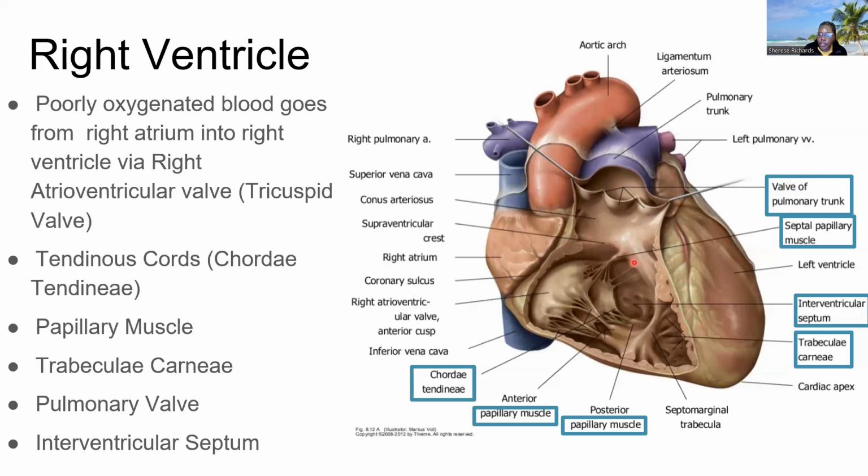Lastly, there's the interventricular septum. The purpose of this septum is to separate the right and left ventricle, and this septum has a very thick wall. The thick wall of the septum is really important for helping us to differentiate the right ventricle versus the left ventricle, and we'll talk about that when we compare the left ventricle.